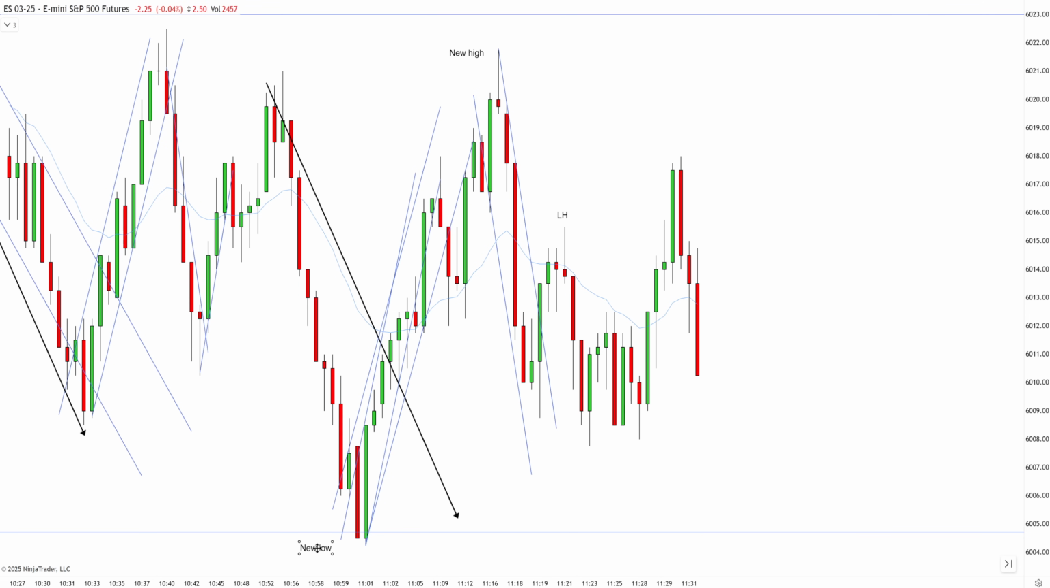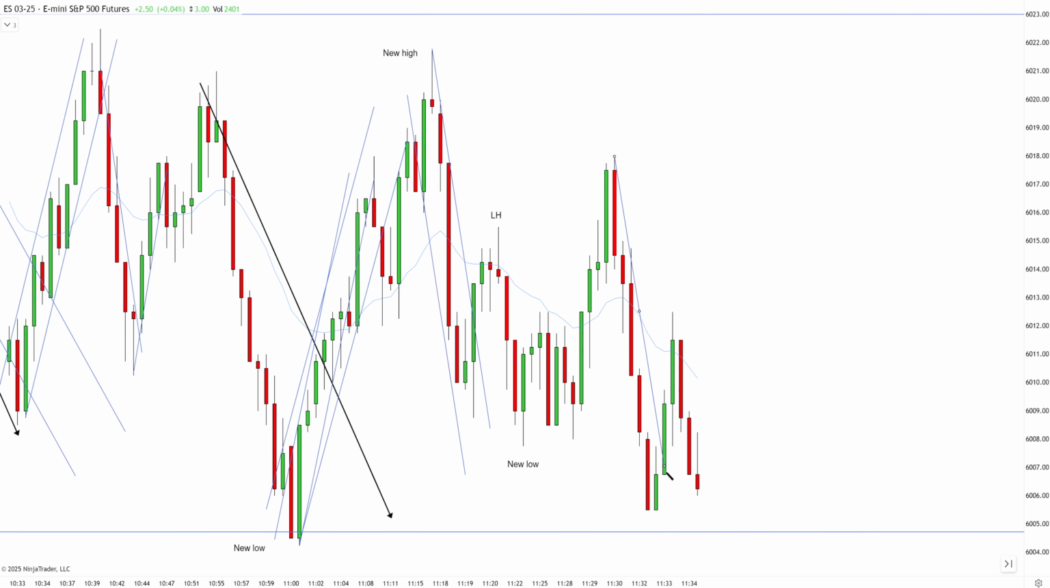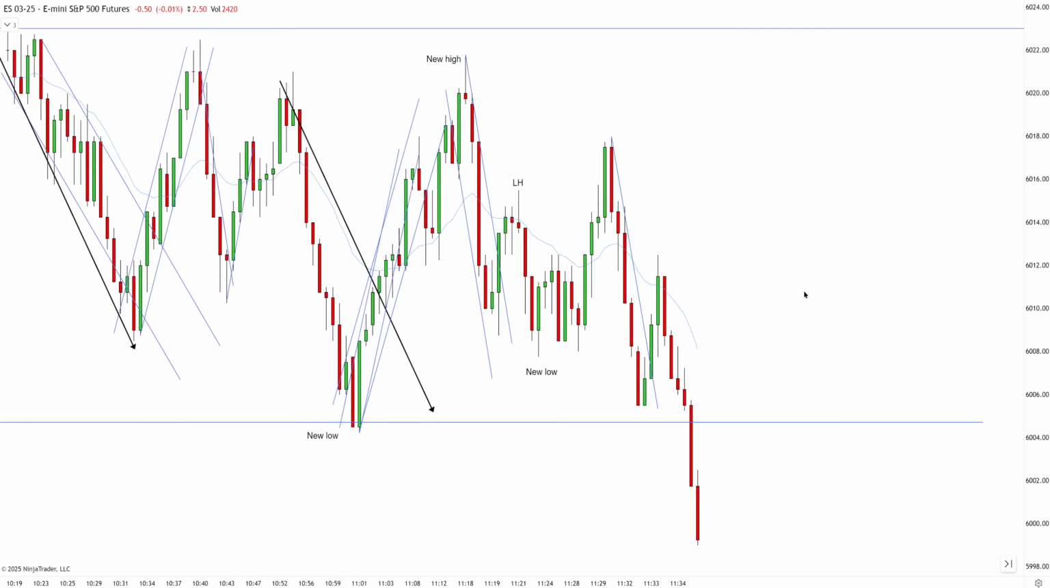Now we're chopping really hard, so now I've got to be careful. There's pretty much no direction. We're in the middle of the trend range. I'm going to redraw the downtrend. You can see we're making lower highs every single time.